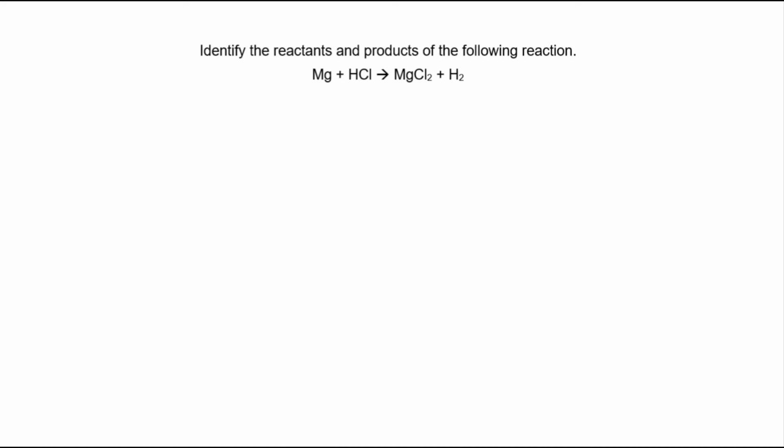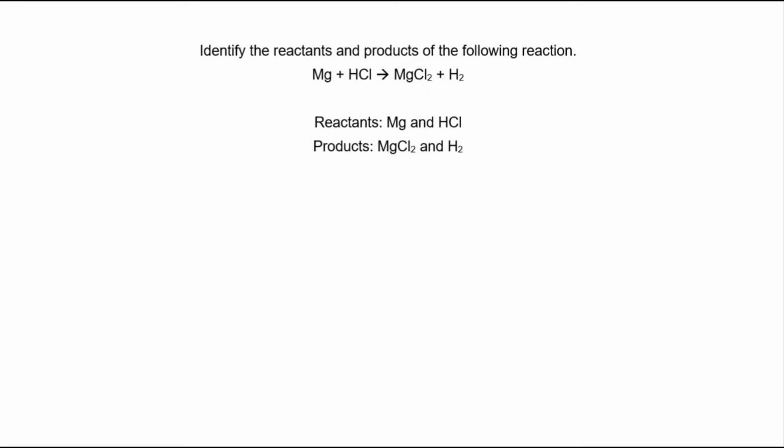So in this reaction here, we have two reactants, our magnesium and our hydrochloric acid. Our products are to the right of the arrow. In this case, we have two products. Our products are magnesium chloride and hydrogen gas.